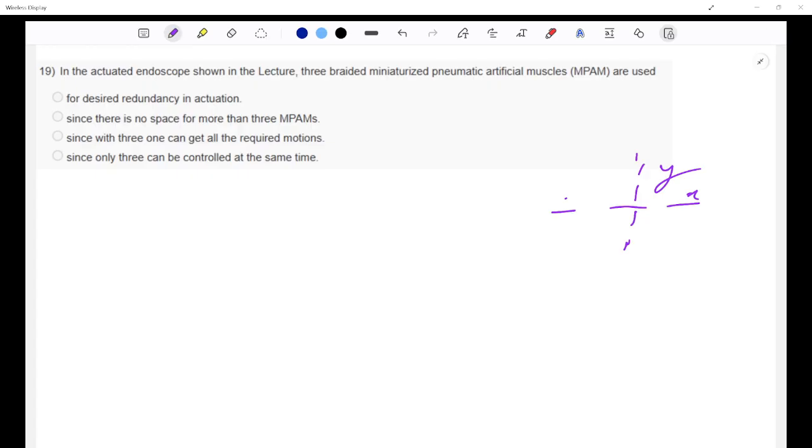Now, each MPM can only pull along its axis. So one actuator alone cannot generate arbitrary bending. If 2 actuators are used, motion becomes restricted. Control becomes limited. Thus, we arrange 3 actuators around the tube. Okay. So, these actuators are placed 120 degrees apart. So, the thing is the 3 actuators are used and we can get all required motions with them. Okay.